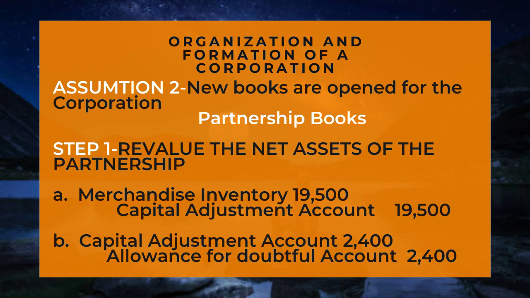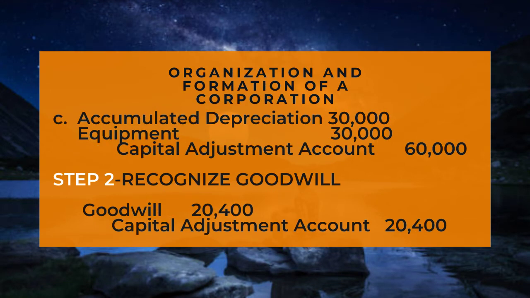Letter B. Debit capital adjustment account for 2,400 pesos. Credit allowance for doubtful accounts for 2,400 pesos. Letter C. Debit accumulated depreciation for 30,000 pesos. Debit equipment for 30,000 pesos and credit capital adjustment for 60,000 pesos.